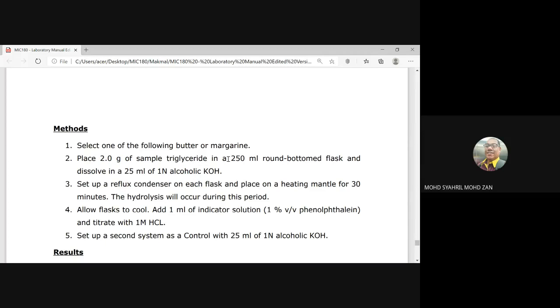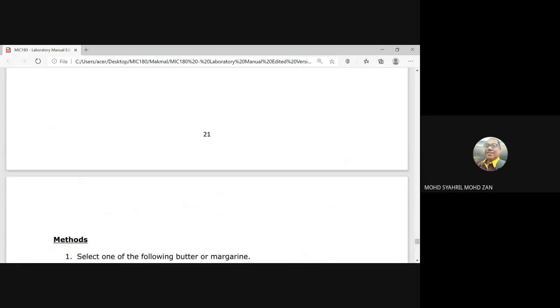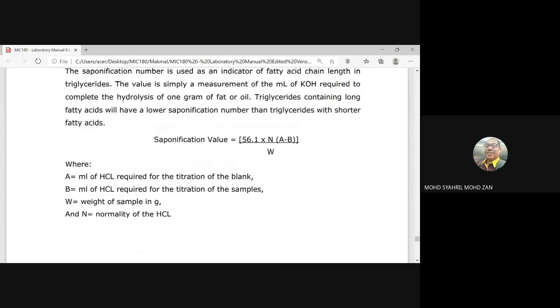Okay. And then where is N? N is here. 1N. So now you can put the value for weight here and N here. This one is 2. This one is 1. Okay.